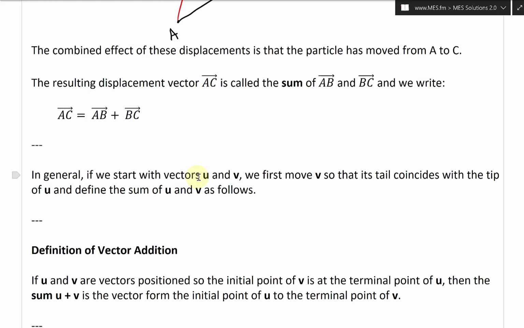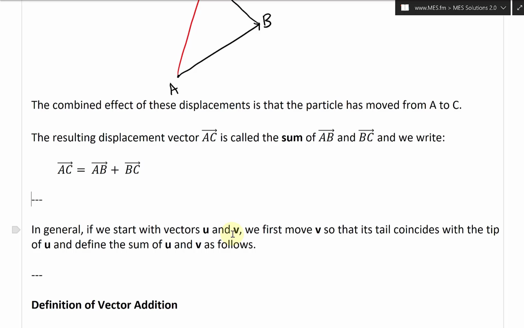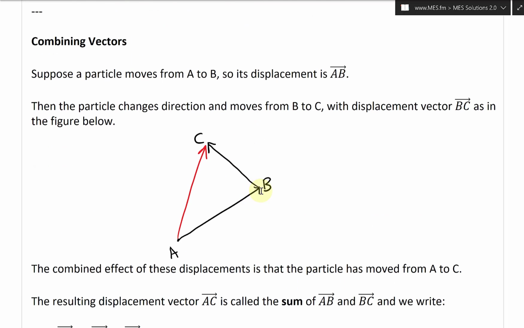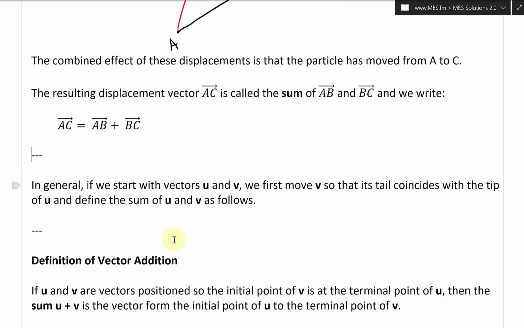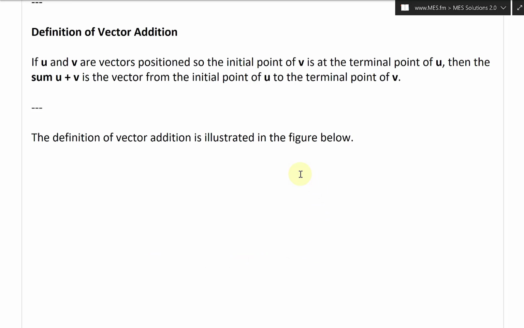So in general, if we start with vectors u and v, we first move v so that its tail coincides with the tip of u. So, for example, if this is u, this would be the tip of v there. Or in this case, we're starting from u and v, so then v would be over here and the tip of u over there, so that its tail coincides with the tip of u, and define the sum of u and v as follows. Alright, so if u and v are vectors positioned so the initial point of v is the terminal point of u, the terminal or end point, then the sum u plus v is the vector from the initial point of u to the terminal point of v. And the definition of vector addition is illustrated in the figure below.